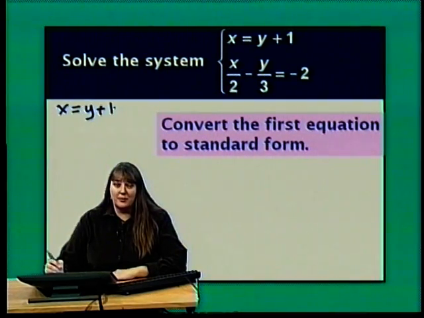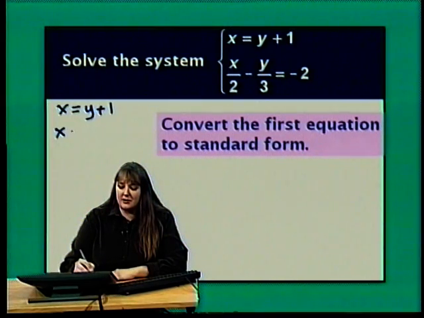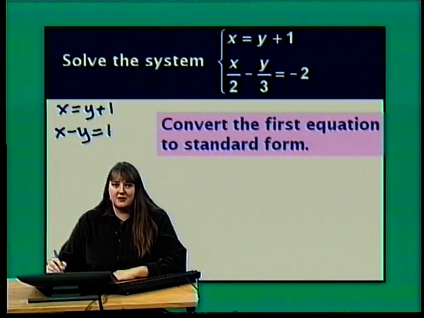I want this in the form ax plus by equals c. Essentially, I want the variables on the same side of the equal sign. So I'm just going to subtract y from both sides of the equation. That gives me x minus y equals 1.